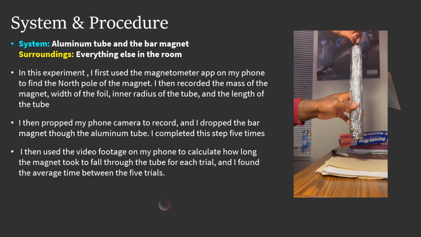In this lab, our system is the aluminum tube and the bar magnet, and the surroundings is everything else. In this experiment, I utilized the magnetometer app on my phone to find the north pole of the magnet, and then recorded the mass, foil, radius, and length of the tube, and then I propped my phone to record as I dropped the bar magnet through the aluminum tube and repeated this trial 5 times. Then I used the video footage to determine how long the magnet took to fall through the tube for each trial, and then found the average time between the trials.